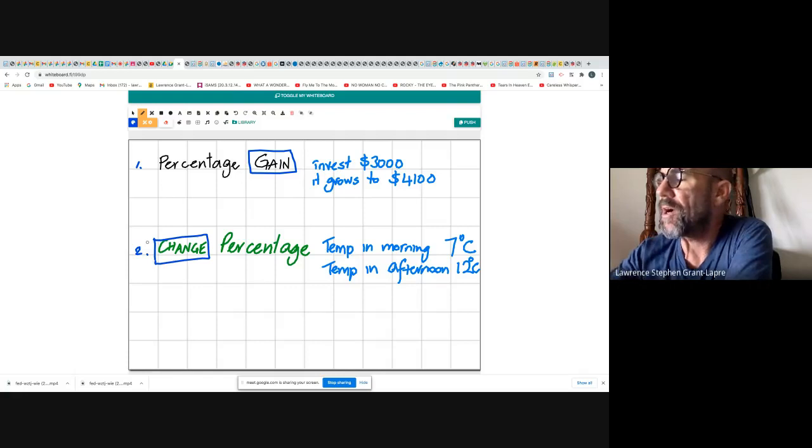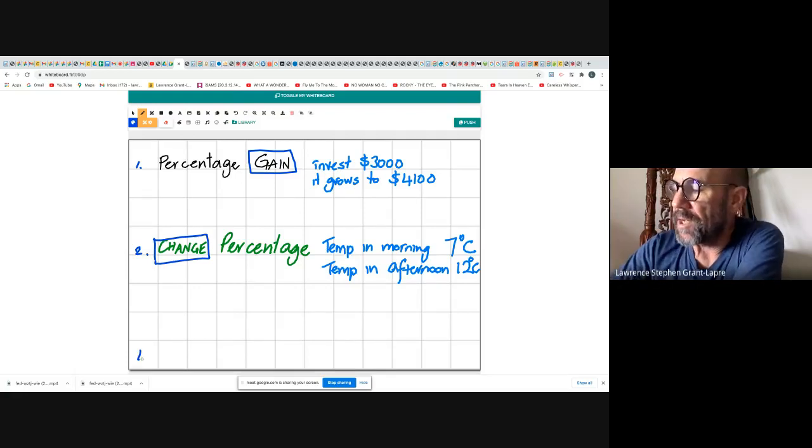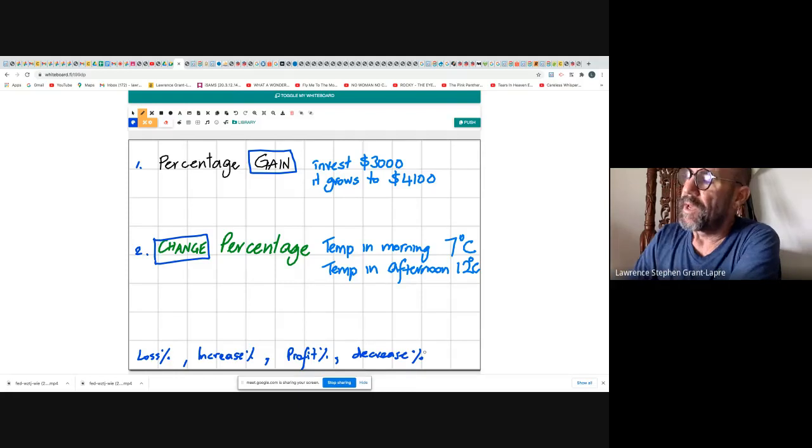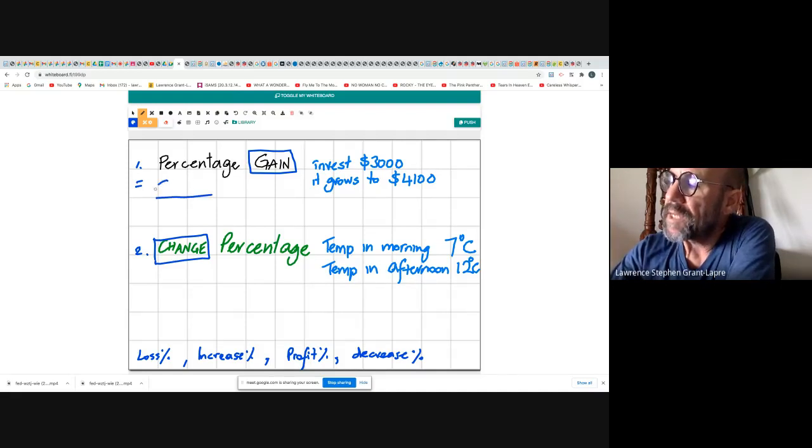Now, there's all sorts of types of percentages. You can get the loss percentage, an increase percentage, a profit percentage, decrease percentages, depending on the wording of the question. Whatever this type of percentage is, that's the first word of the formula. So if it's percentage gain, I'm going to make a formula, and the top number is going to be that word there.